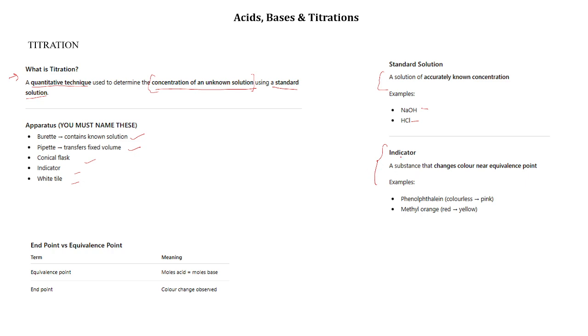So that's why the indicator tells you about the specific point where you have to see that the reaction is completed. Now, what is an indicator? In technical terms, it is a substance that changes color near the equivalence point. Phenolphthalein goes colorless to pink, and methyl orange goes red to yellow.